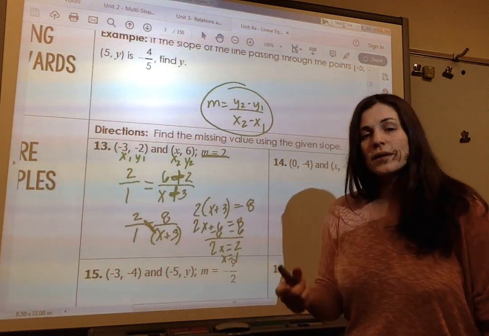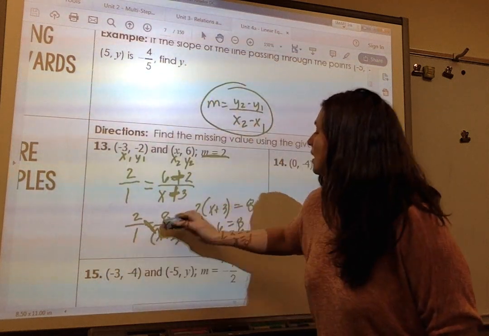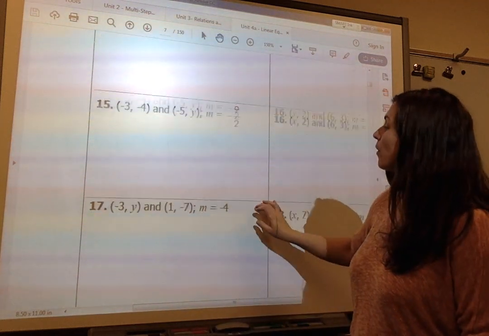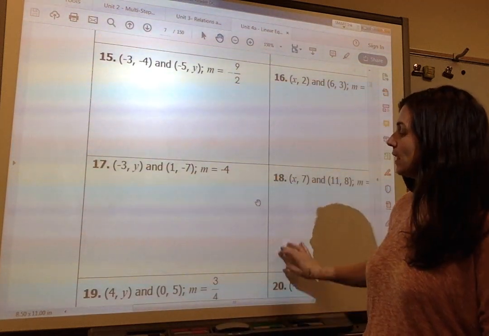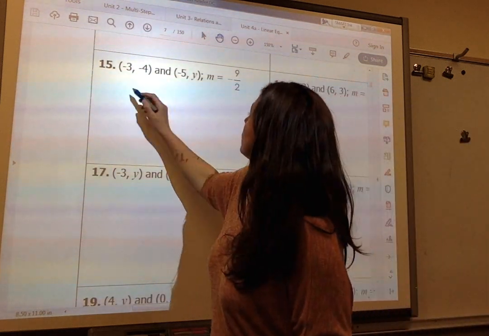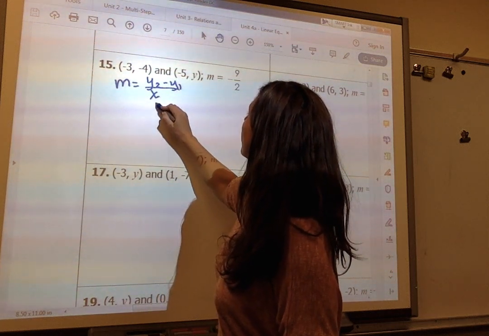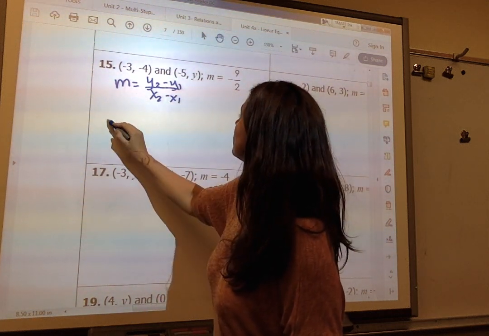I'm going to do a few more examples of those so you can see and then you can check your work, okay? So let me do number 15, 17, and 19. That should give you some practice, okay? So remember, my formula is m equals y2 minus y1 over x2 minus x1. So I'm just going to plug some stuff in.